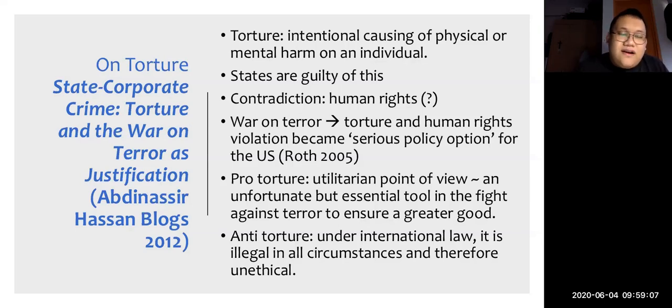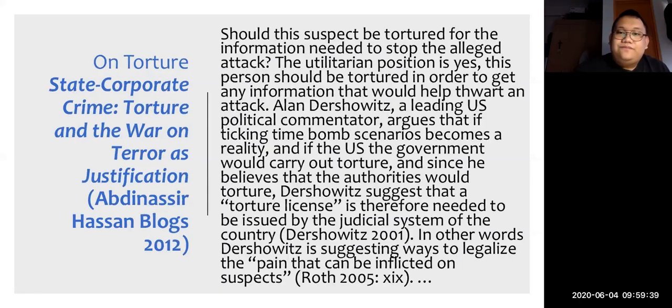But there are certain studies which show that US has this policy legitimizing incognito, no, away from the eyes of the world, torture. Of course, from a utilitarian point of view, torture is an unfortunate but essential tool in order to ensure the greater good. And of course, we already mentioned that against torture, in international law, it is illegal. Okay?